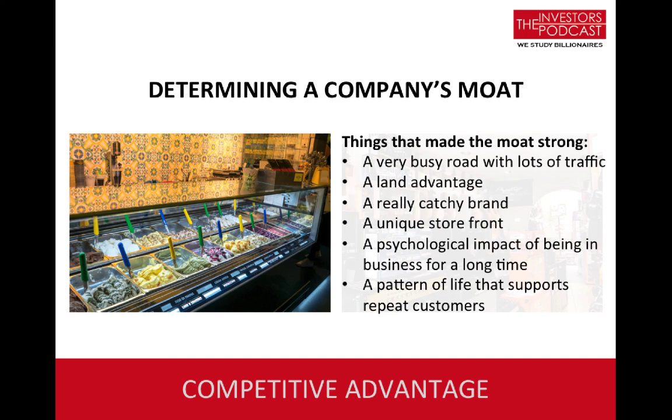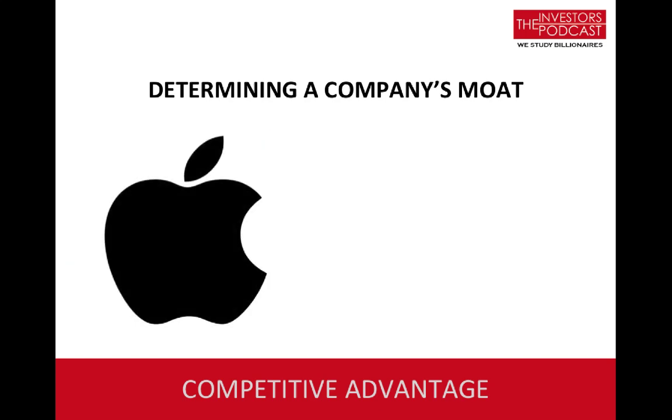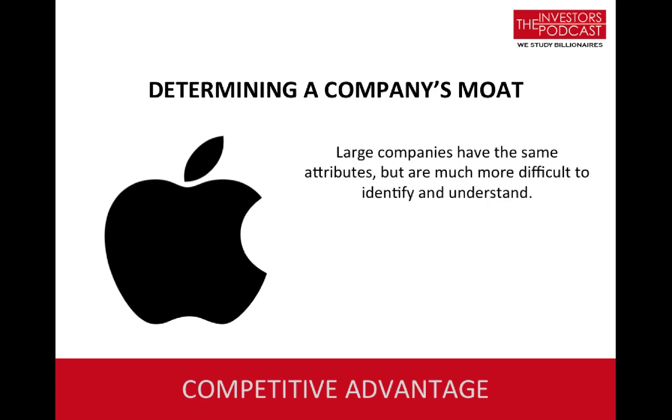And here's the point that's really important. You won't find any of those things on a balance sheet. You won't find that on the ice cream store's balance sheet. It doesn't say that stuff. Instead, you'd need to visit the store to understand these very, very valuable attributes that can't necessarily be seen in numbers. So when we look at a large company like Apple, they have very similar attributes, but they're much more difficult to describe than this small local business.